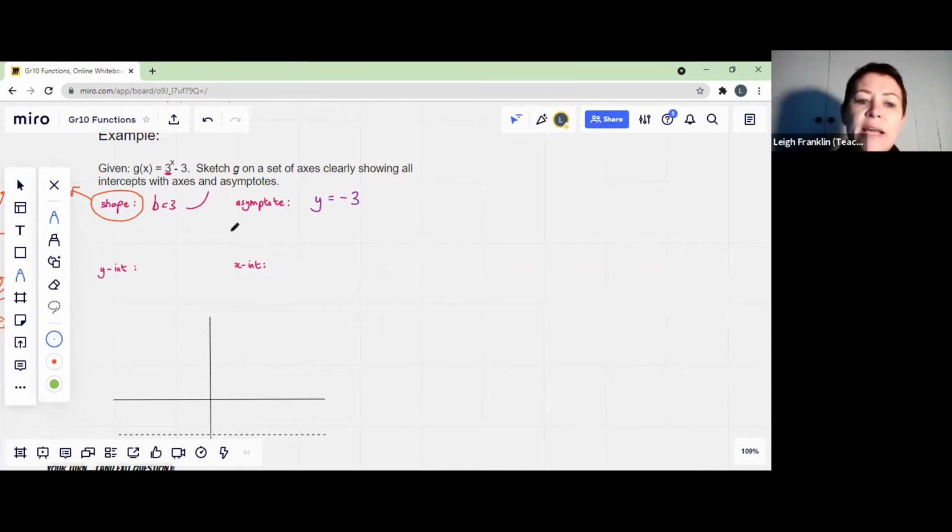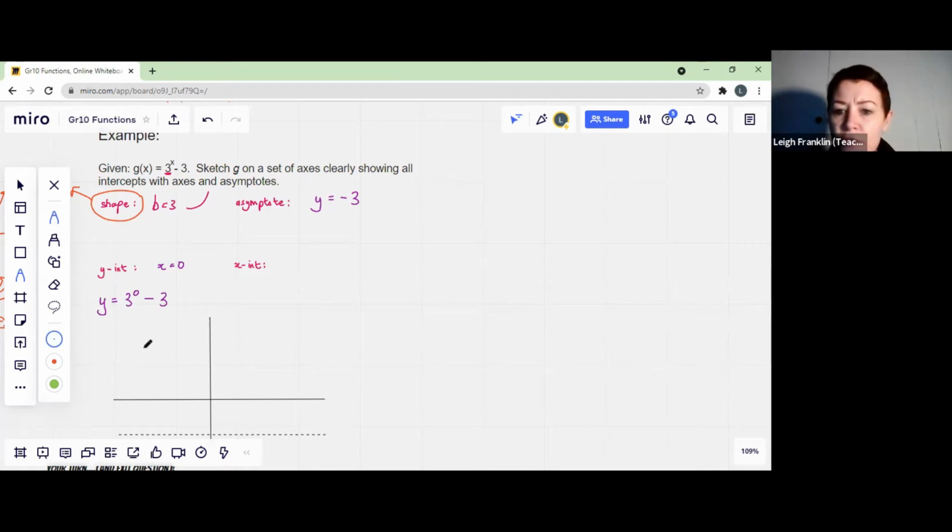How do we find X and Y-intercepts? Well, we find X and Y-intercepts in the same way for all functions. If you recall, we find the Y-intercept by letting what be equal to 0? X be equal to 0. Excellent. So I'm going to write g of x, which is y, equals 3 to the power of 0 minus 3.